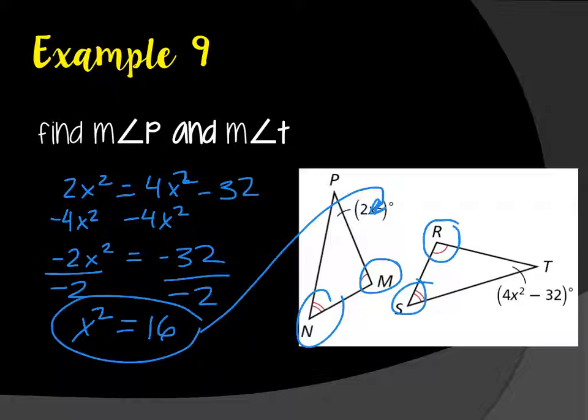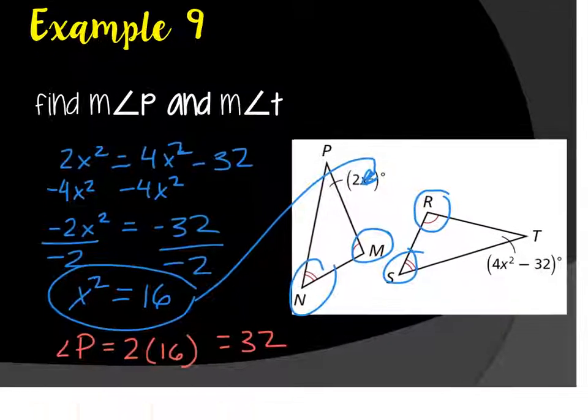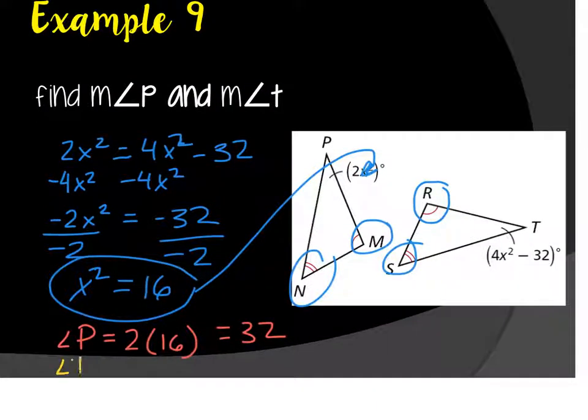So for angle P, two times 16, which is 32. And for angle T, we do 4 times 16 minus 32, which is also 32. So angle P and angle T are both 32 degrees. So that is everything for 4.3.